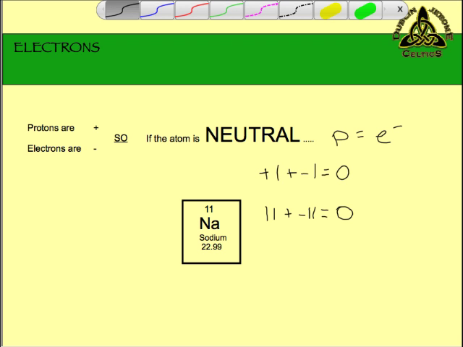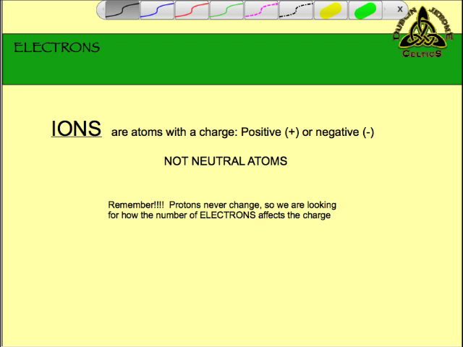The tricky part comes when they are not equal. There is a net charge, and we call those ions. They're atoms with a charge, positive or negative. If you have more protons, the ion will be positive. If you have more electrons, it'll be negative. Remember, the protons will never change. Never add or subtract those. The electrons can be added or taken away. So you're always trying to figure out how many electrons. Are you going to add them to make it negative, or are you going to take them away to make the atom positive? Always moving electrons.